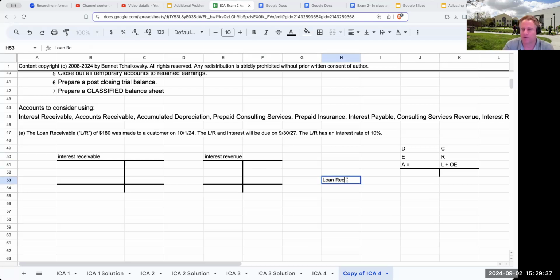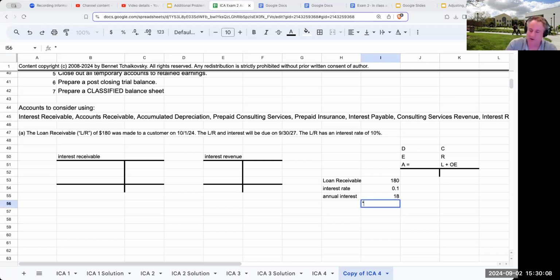Well, I have a loan receivable and I dropped the zeros, so this is 180,000. My interest rate is 10%, so my annual interest is going to be 18, or 18,000. But, wow, I'm really losing it. How many months was the loan outstanding? Well, Bennett, it was outstanding for October, November, and December.